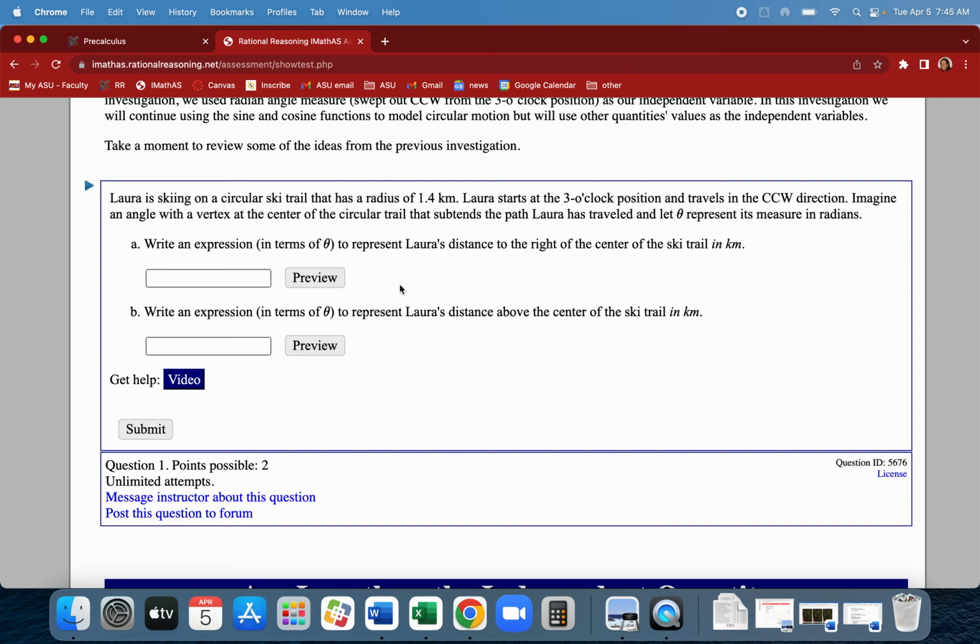All right, so for that one, if we want to express it in kilometers, not in terms of radius lengths, we need this r here. If it's in terms of radius lengths, it's one radius length. But 1.4 times the cosine of theta would tell us her horizontal distance. What about the distance above the center in kilometers, this part B?